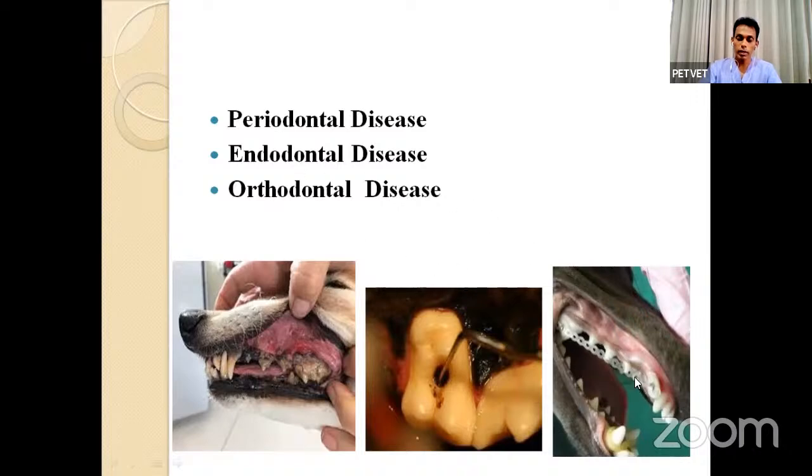And orthodontal diseases are the issues with the positioning of the tooth, like different angling, malocclusion of the teeth. In other countries, sometimes you can correct those things also, like people use braces and all these instruments. So these three words, periodontal disease, endodontal disease, and orthodontal disease, are worth remembering, because this encompasses the whole of veterinary dentistry to a significant extent.